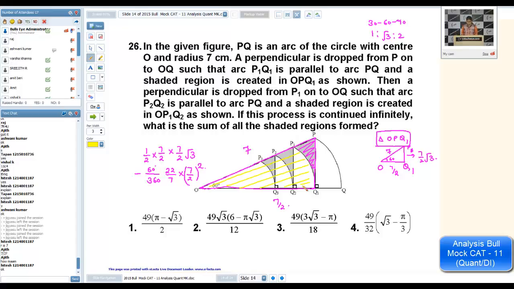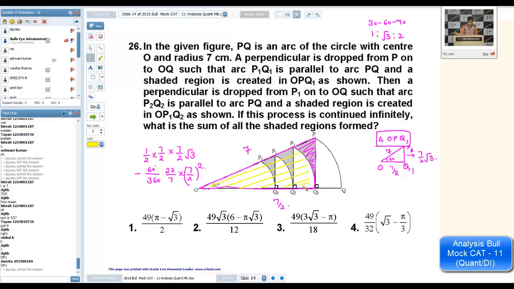Ajit, I am waiting for your answer. Ajit, option 1 is 7/2. I'm not getting you actually. Option 1, yes, this is 49/2 into pi minus √3. See, what is the thing asked? That is the sum of all the shaded regions formed.